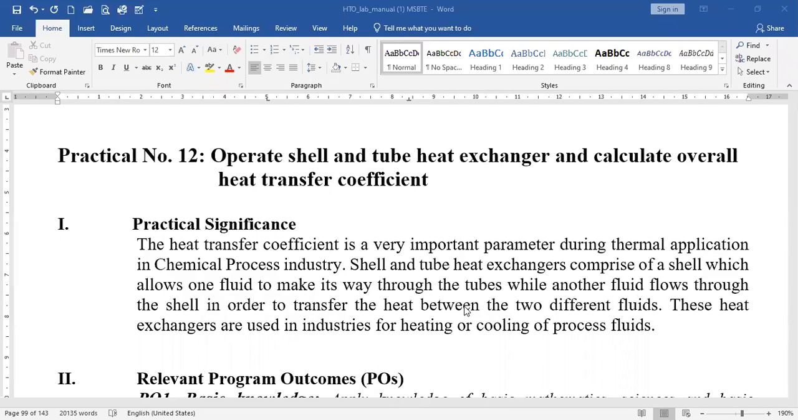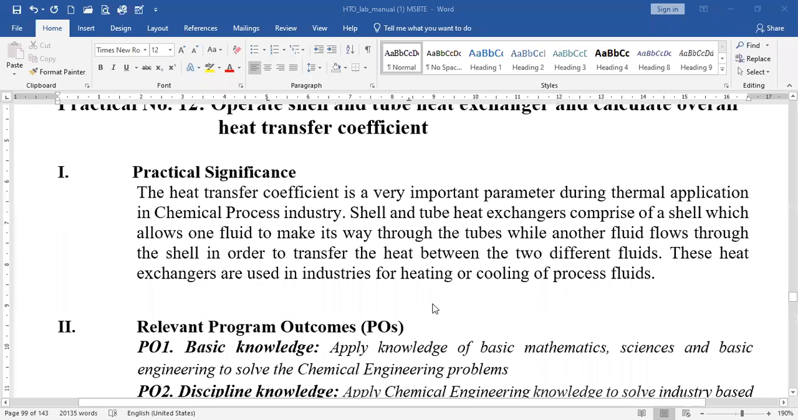Now in this session, we will discuss the practical or experimental procedures, observation and calculations of the shell and tube heat exchanger. The main objective of this shell and tube heat exchanger experiment is to calculate the overall heat transfer coefficient. We have discussed the heat transfer coefficient, then the different types of heat exchangers. Under that, one of the commonest examples is the shell and tube heat exchanger.